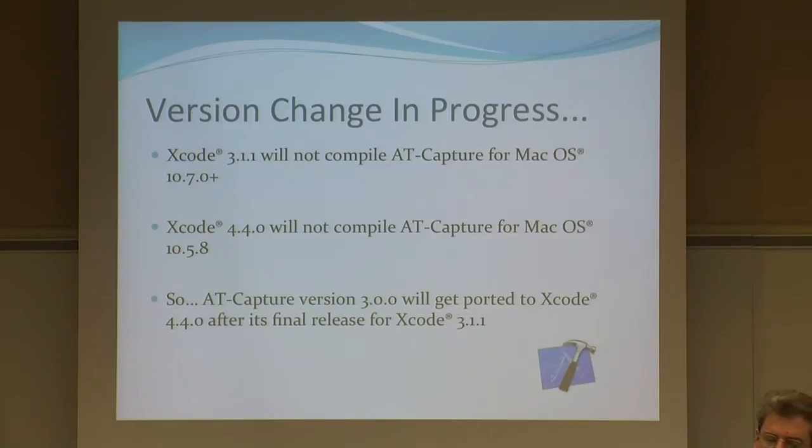So what we're going to do with version 3, which is currently in beta testing, is we're going to put all the features in 3 and compile it so that it works under 10.5 and 6. And then we're going to port it to Xcode 3 so that it'll go from 10.6, 7, 8, and on. And that's something you don't have to worry about. That's our problem to do.